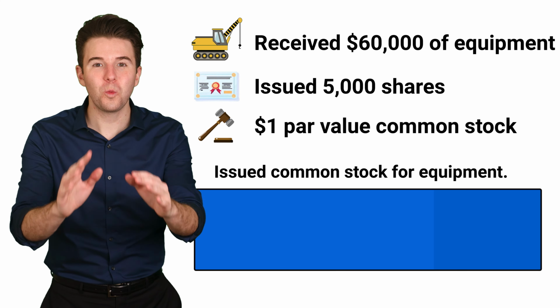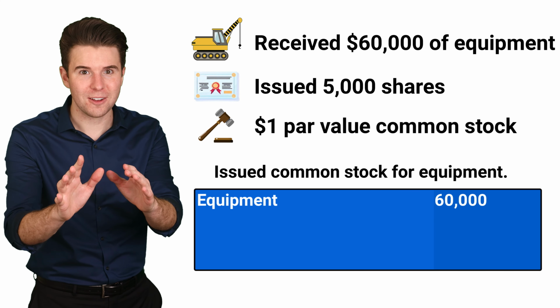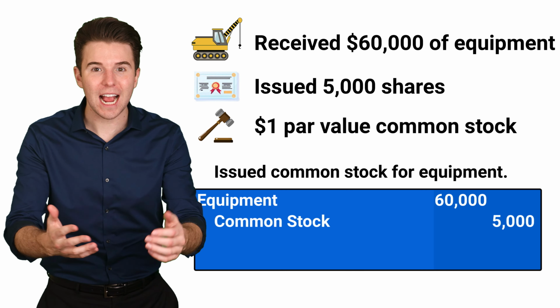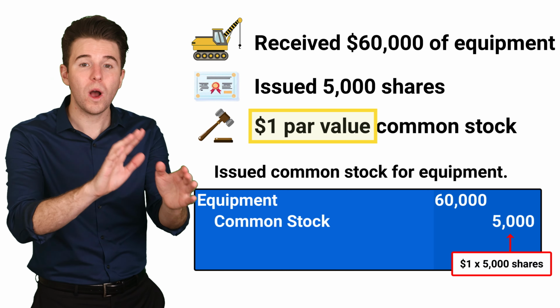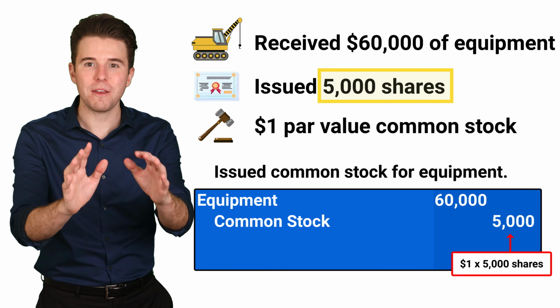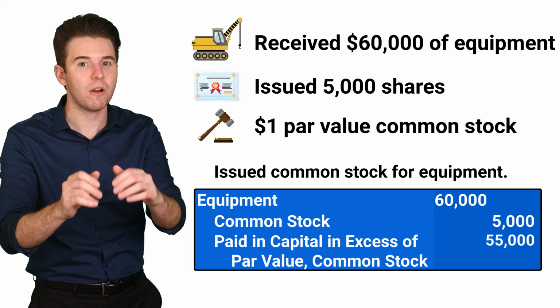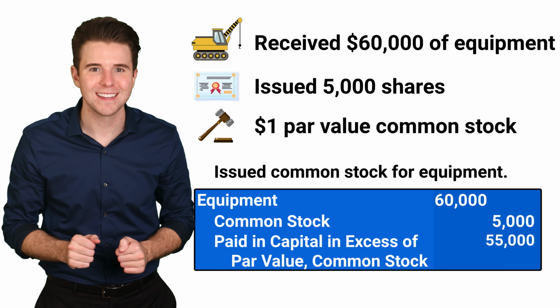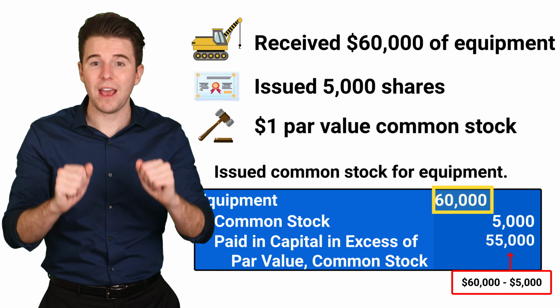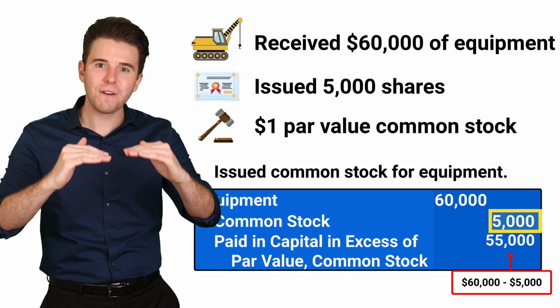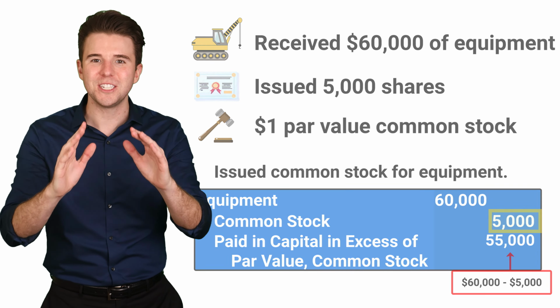To record this, we debit equipment for $60,000 and credit common stock for $5,000, which is the $1 par value multiplied by 5,000 shares. Next, we credit paid in capital in excess of par value for $55,000. This is the $60,000 value of the equipment minus the $5,000 par value of the shares. It is also normal to give people shares in exchange for their help in setting up the corporation or facilitating the sale of the stock.